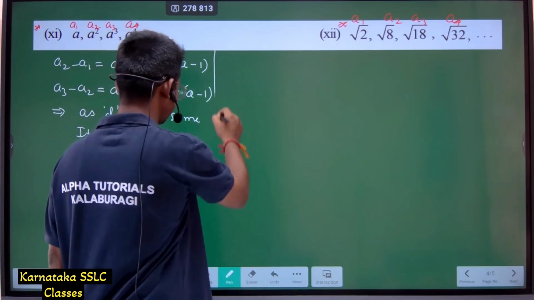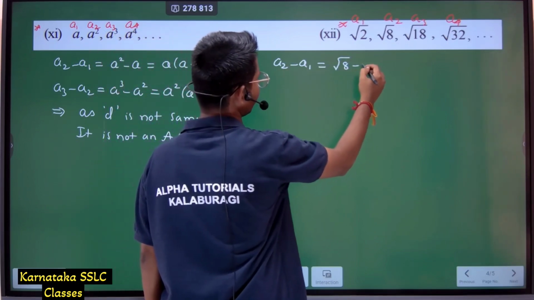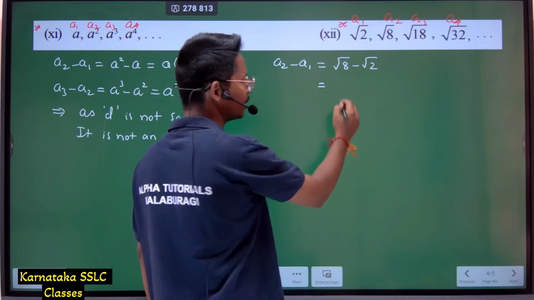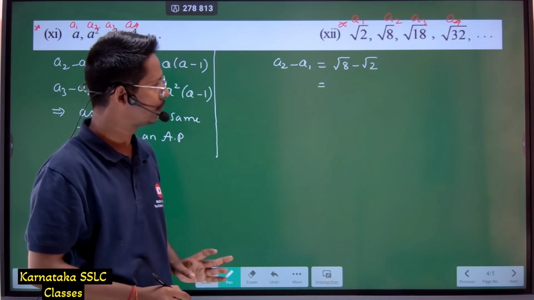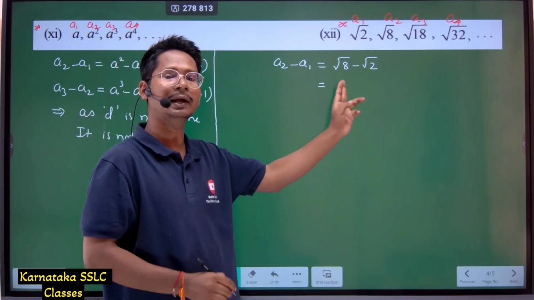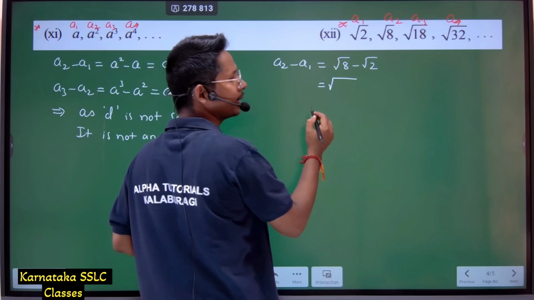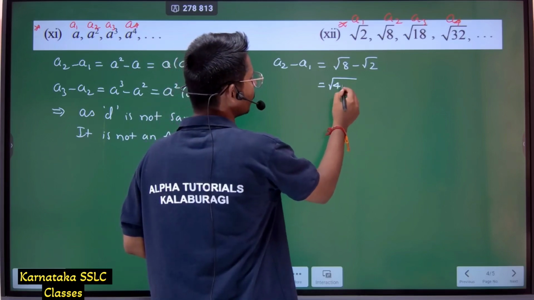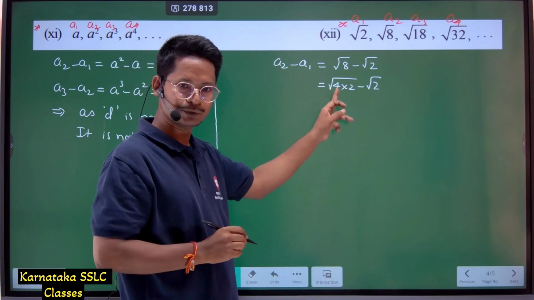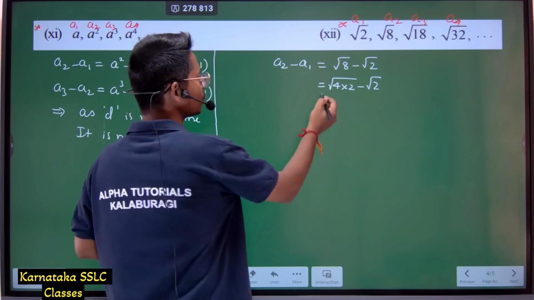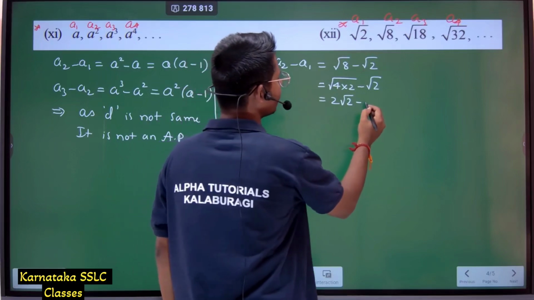Find the difference. A2 minus A1, root 8 minus root 2. Now tell me, do you think both are like terms? No. Now, can you express root 8 in terms of root 2? Yes. How? 8 you can write using its factors, which means 4 into 2, minus root 2 as it is. Now you see 4 is a perfect square. Root of 4 is going to be 2. So this is going to be 2, and inside the root you can write a 2, minus root 2.